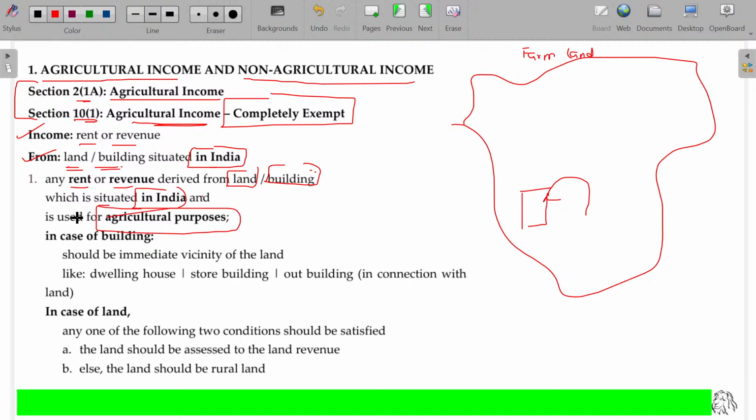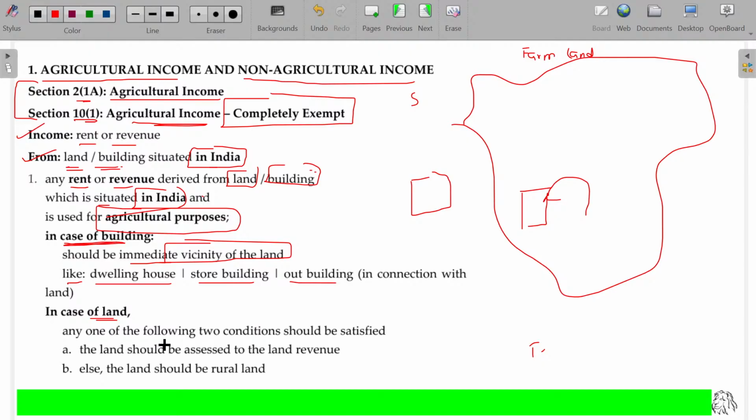So all the points I have given as bullet points here. In case of building, it should be in the immediate vicinity of the land. Either it should be within the farmland, or somewhere closer to the land. Say the land is in Samayapuram, and a house property in Trichy will not be considered. So immediate vicinity means a dwelling house, store building, or outbuilding in connection with the land will be considered as building. Other buildings will not fall under this case.